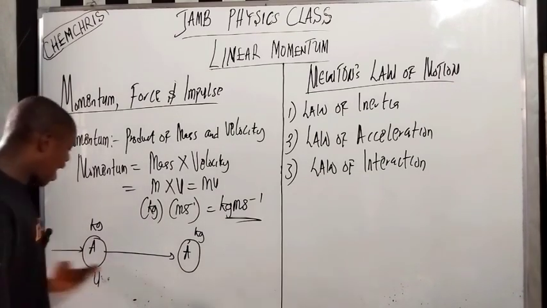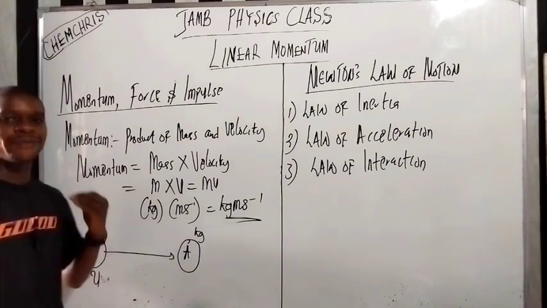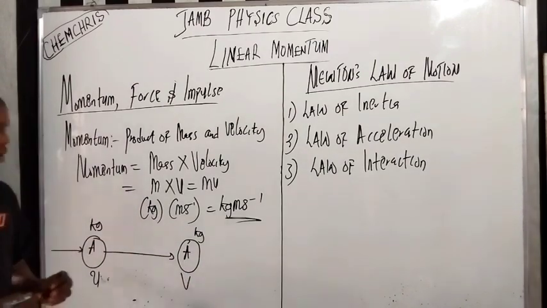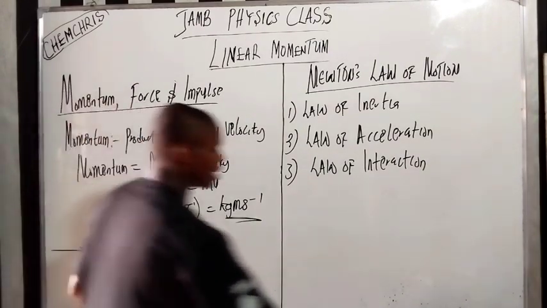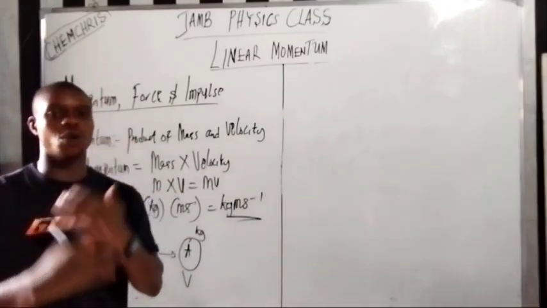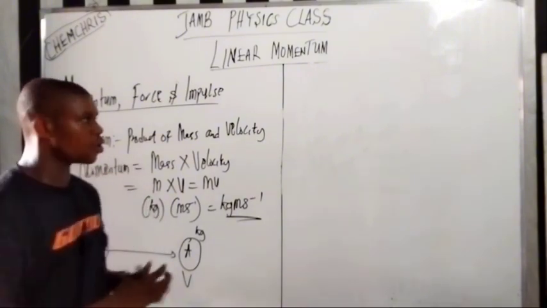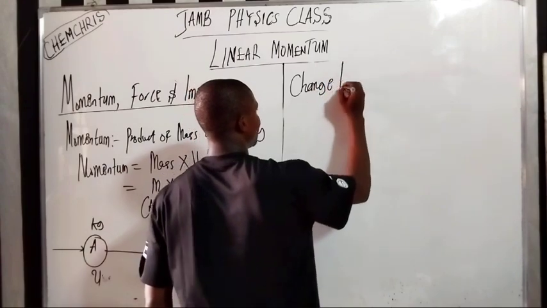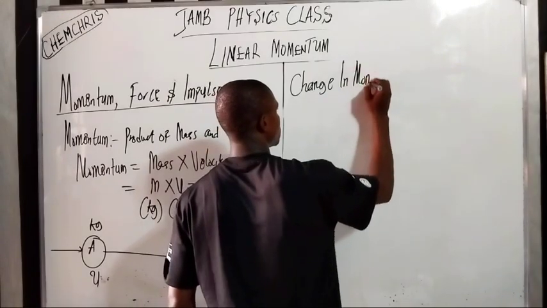Now when you apply a force, what happens here? It changes the velocity, so you now have a final velocity v. Do you understand? So it means that, let me write it on the board, there's always a change in position, which changes the momentum. So you can now say change in momentum.